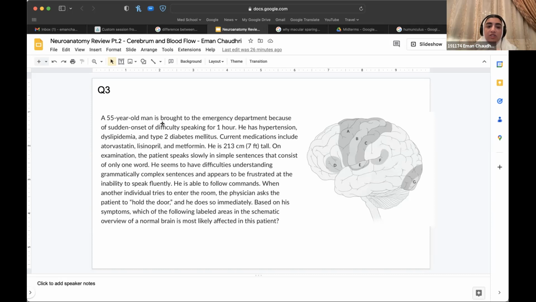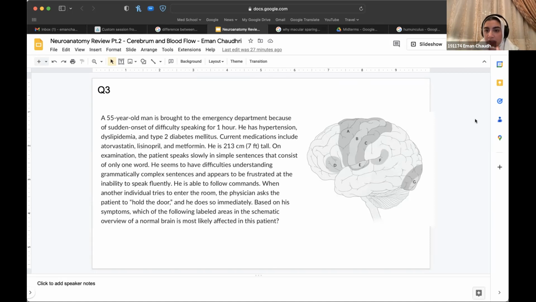On examination, the patient speaks slowly in simple sentences that consist of only one word. He seems to have difficulties understanding grammatically complex sentences and appears to be frustrated at the inability to speak fluently. He is able to follow commands. When another individual tries to enter the room, the physician asks the patient to hold the door, and he does so immediately. Based on his symptoms, which of the following labeled areas in the schematic overview, basically here on the right, of the normal brain is most likely to be affected in this patient? What do you guys think?